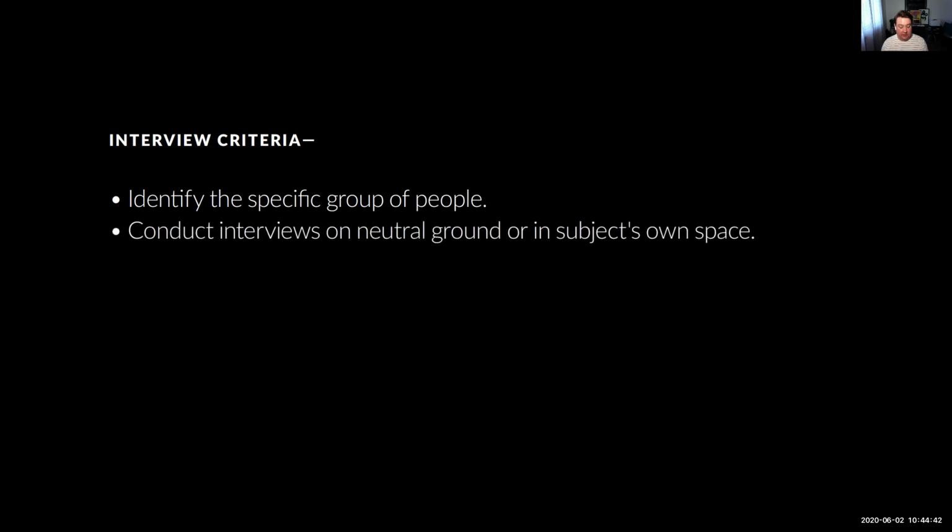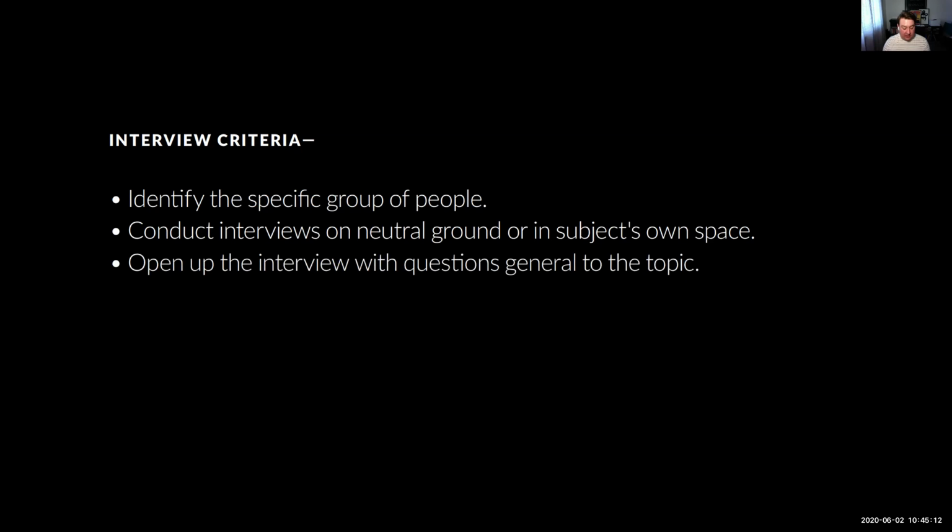Then, conduct interviews on a neutral ground or in a subject's own space. Students discussed how important it was, if possible, to observe the person, their body language, and personal space. This allowed student interviewees to also employ observational research, being aware of the contextual symbols and messages that often reveal a more detailed understanding of the subject.